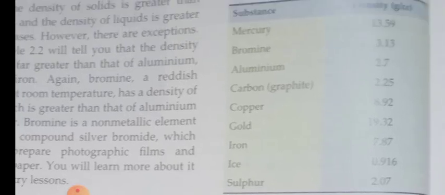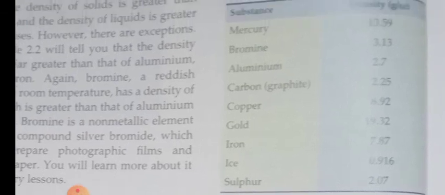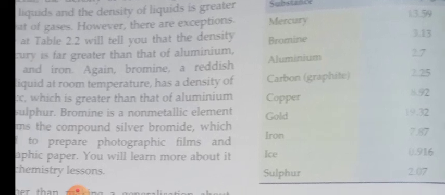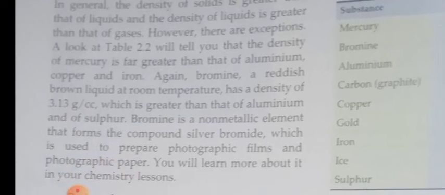Sulfur, 2.07 gram per cc. You understood, children? Among the things given in the tabular column, which has the most density? Of course, gold has the most density, and the next comes mercury. Am I right, children? Yes, that sounds good.